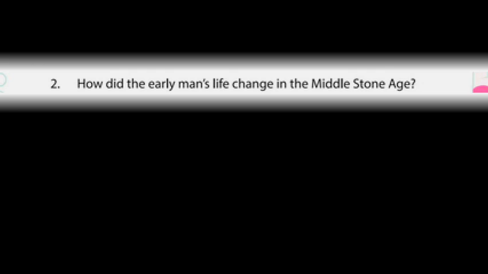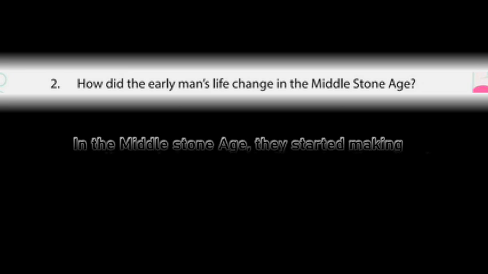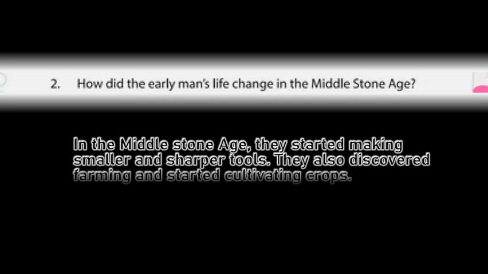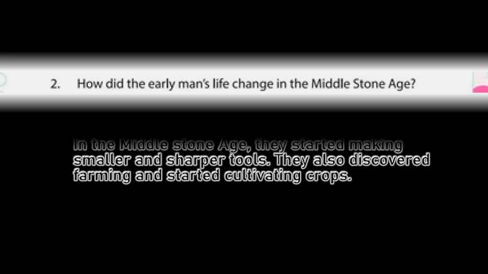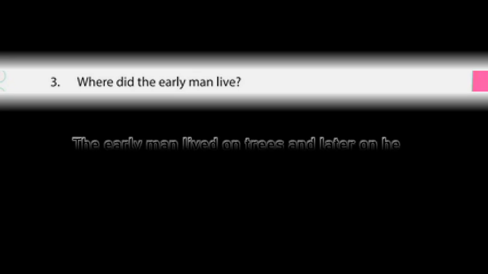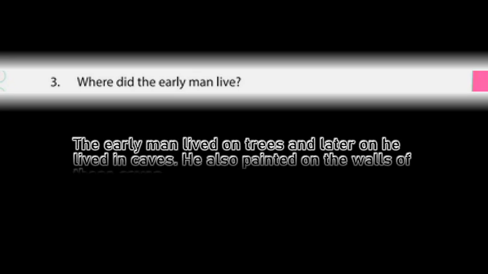Question number 2. How did the early man's life change in the Middle Stone Age? And your answer will be, in the Middle Stone Age, they started making smaller and sharper tools. They also discovered farming and started cultivating crops. Next question is, where did the early man live? And the answer will be, the early man lived on trees and later on he lived in caves. He also painted on the walls of these caves.